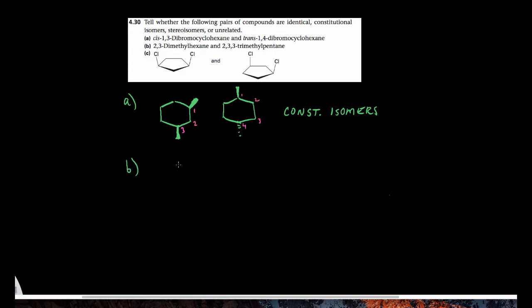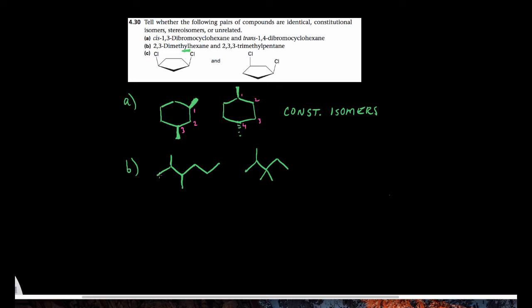So 2,3-dimethylcyclohexane and 2,3,3-trimethyl... hexane, not cyclohexane. 2,3-dimethylhexane. So let's draw hexane and we'll count from this side. 2,3-dimethylhexane versus a pentane here, 2,3,3-trimethyl. Well, are these even isomers at all?